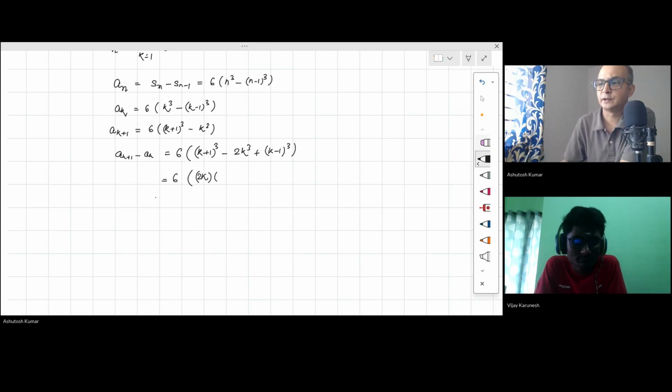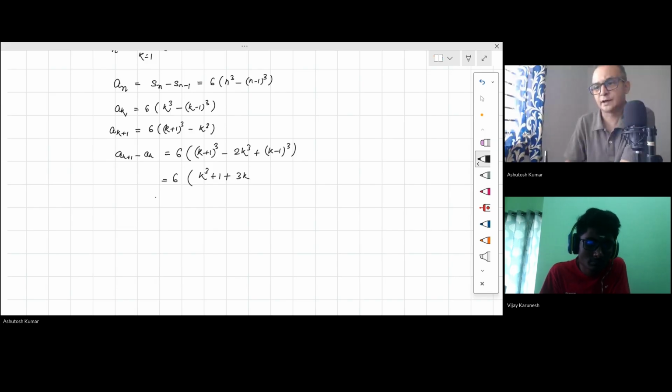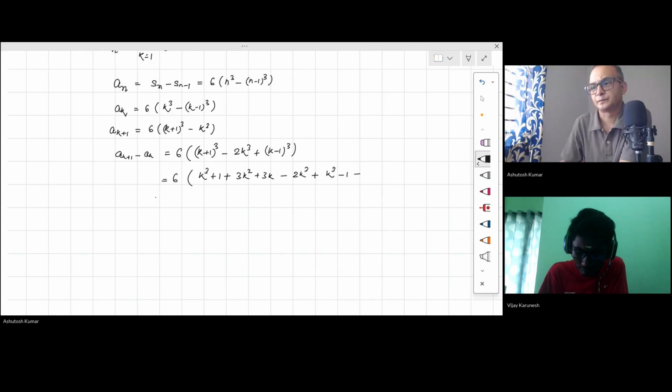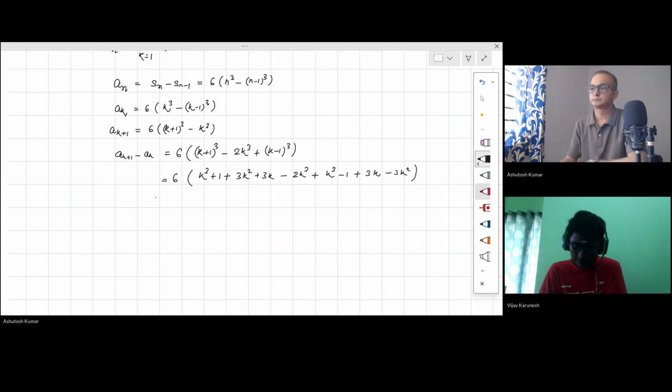I think it's very messy. So we get a cube plus 3a square b plus 3, minus 2k cube, and here we get a cube minus 3k minus 3k square, correct? Yes.